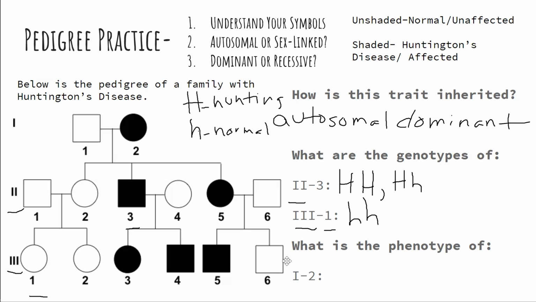Okay, let's see if we can figure out the phenotype. What is the phenotype of individual of generation 1? Here we go, generation 1, individual 2. Remember she's a circle, so she's a she. Women are circles. She is shaded in. So that means if she's shaded, she's affected. So if she's shaded, what is her phenotype? What does she have? Yes, she has Huntington's. So her phenotype is that she has Huntington's.